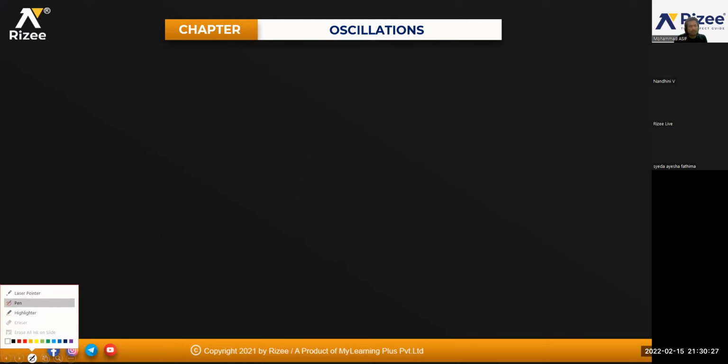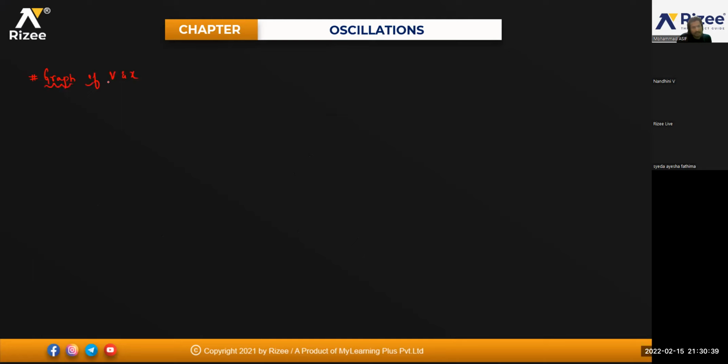Next one. Graph of velocity and x. So let me draw the graph for this one. What is the relation actually? What is my relation? v equals omega under root of a square minus x square. I need to draw the graph between v and x.